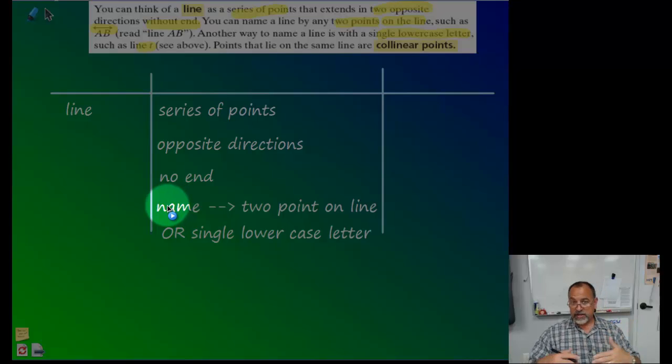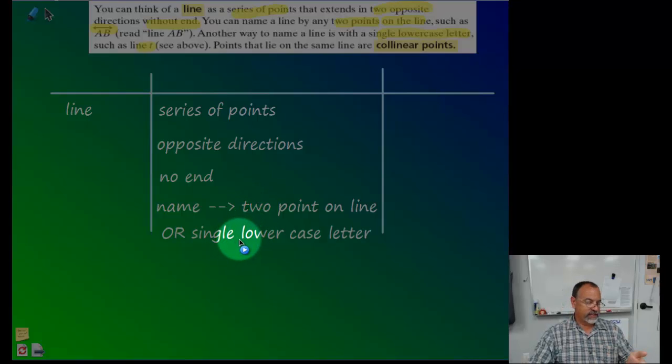A line is just a bunch of points. Okay, so how do we name a line? We're going to take any 2 points on this line, and we're going to use those in order to name a line. Or I can use a single lowercase letter.